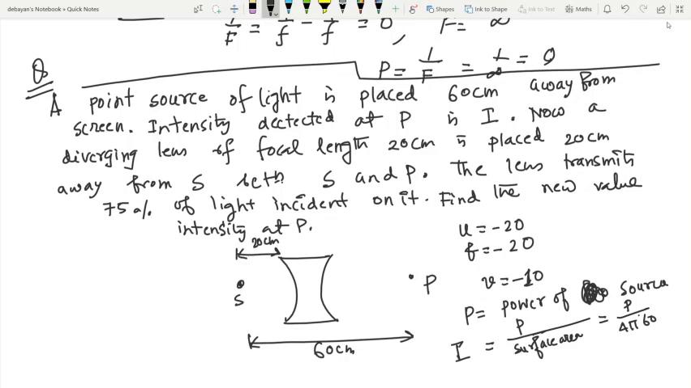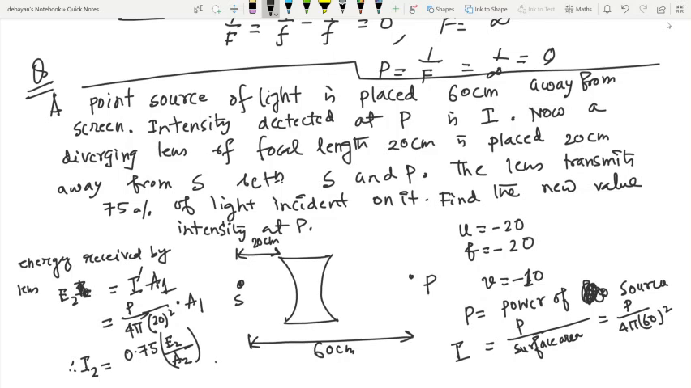Then what can we write next? The intensity I2 should be equal to 75% of the light incident on it, so 0.75 E2 by A2. That is the light incident on it. Now how do we proceed? E2 by A2. Sir, since the two triangles are similar triangles, E2 by A1 is 25.